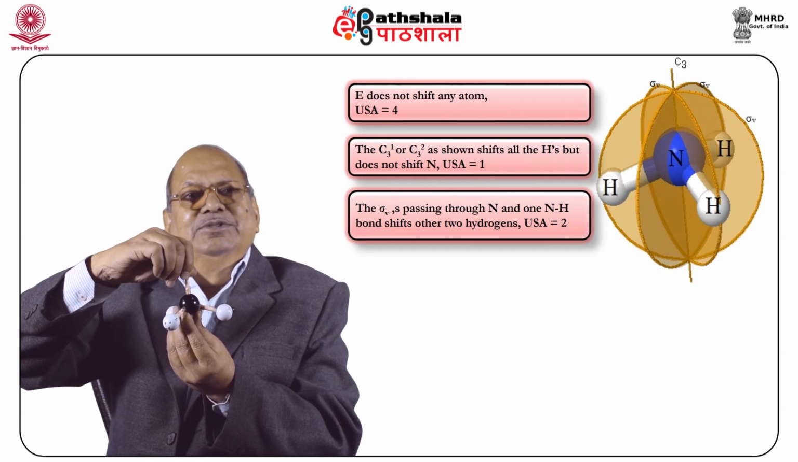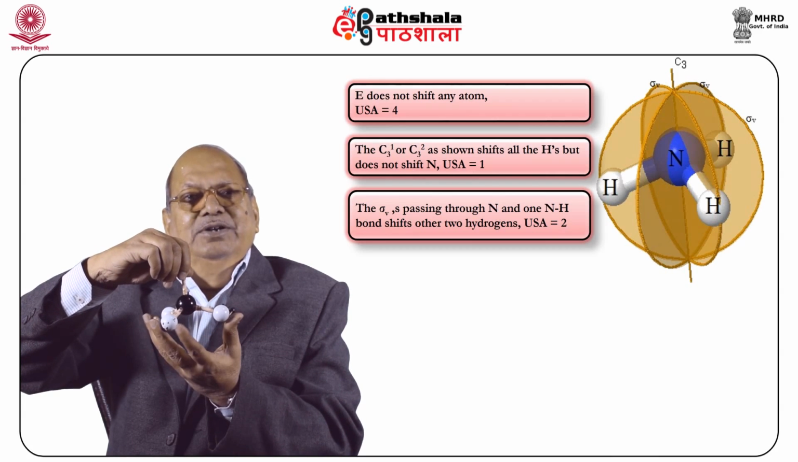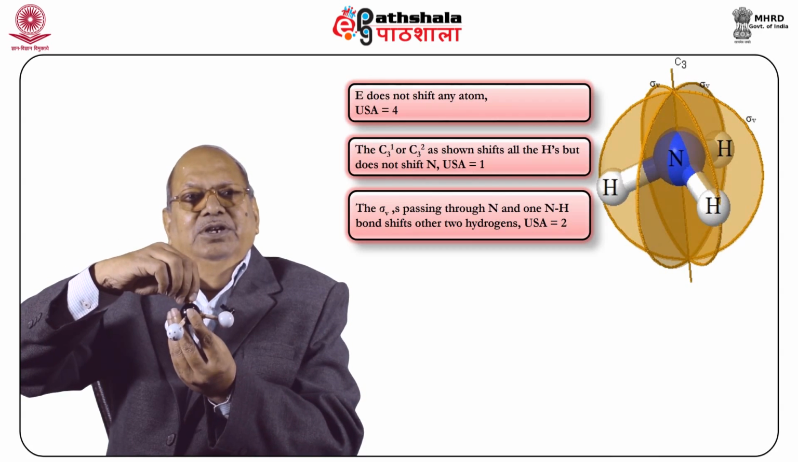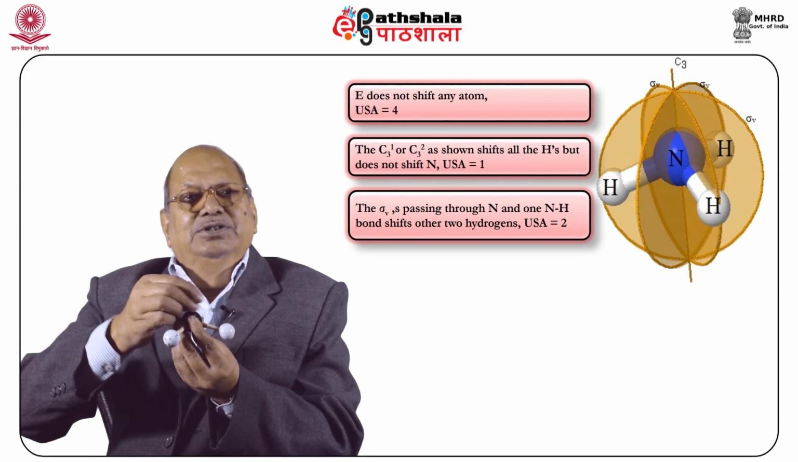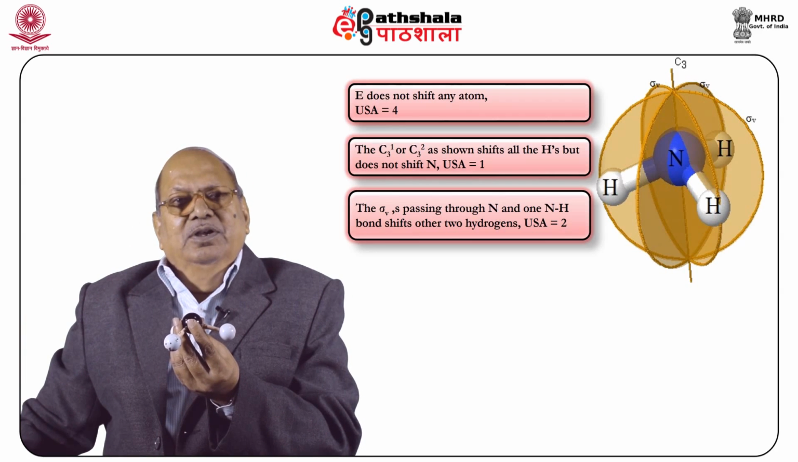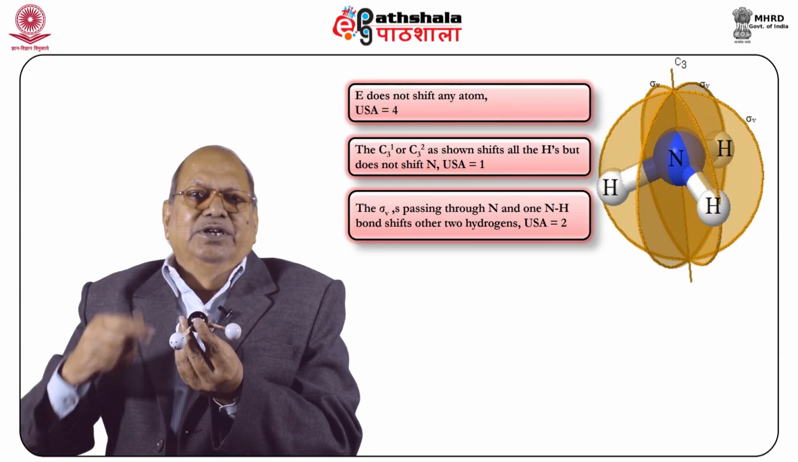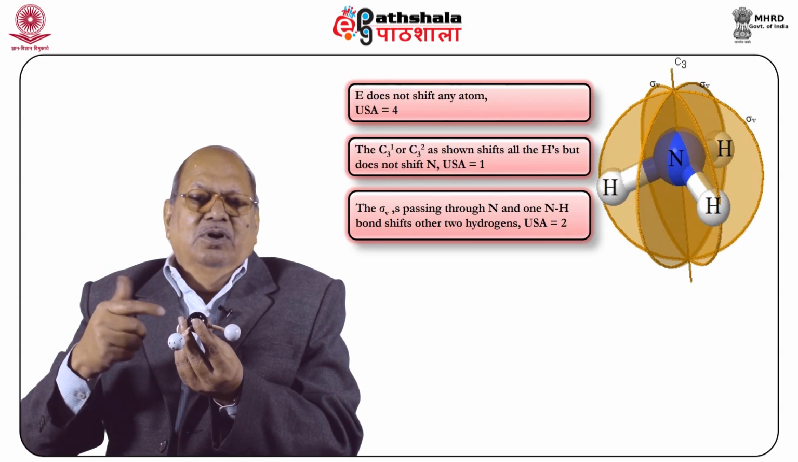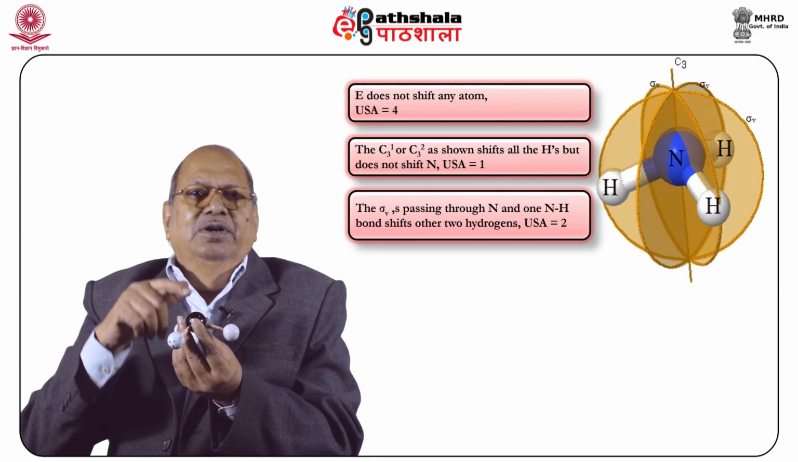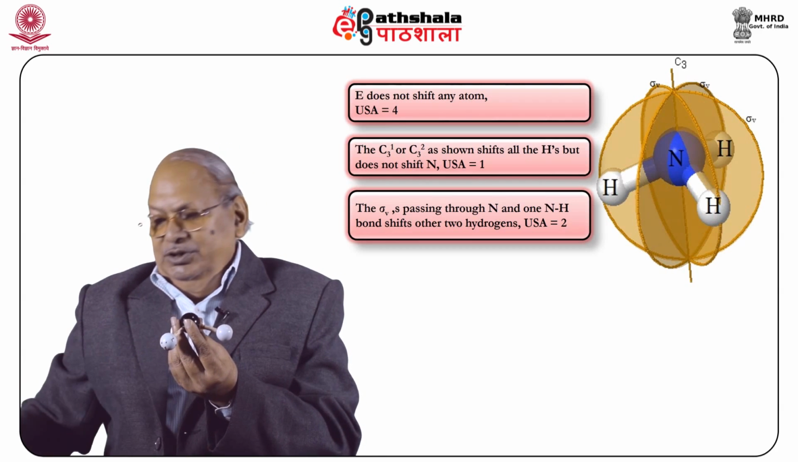So how many atoms are shifted? All the hydrogens are shifted and the nitrogen is not shifted at all. Similarly, by performing the C3² operation, that is, carrying out C3 two times, all the hydrogens will be shifted and the nitrogen will not be shifted.